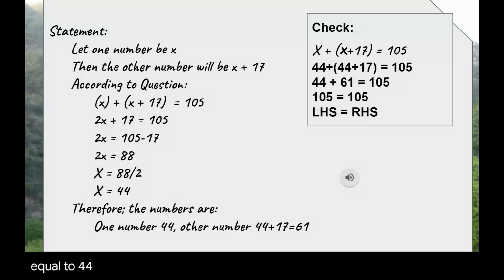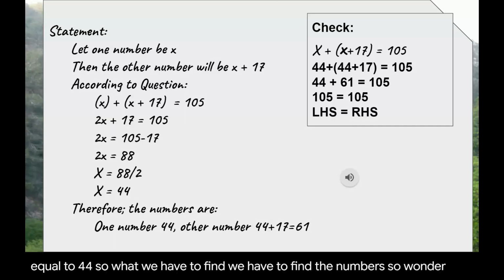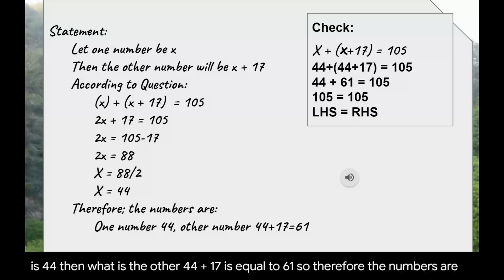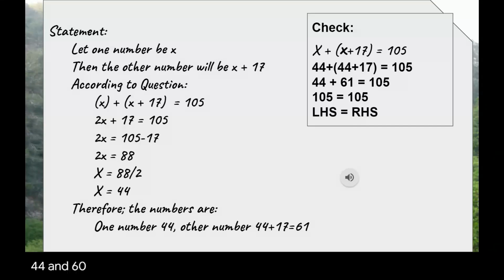So, what we have to find? We have to find the numbers. So, one number we got. Then what is the other? Other number exceeds by 17. Isn't it? So, the one number is 44. Then what is the other? 44 plus 17. That is equal to 61. So, therefore, the numbers are 44 and 61.